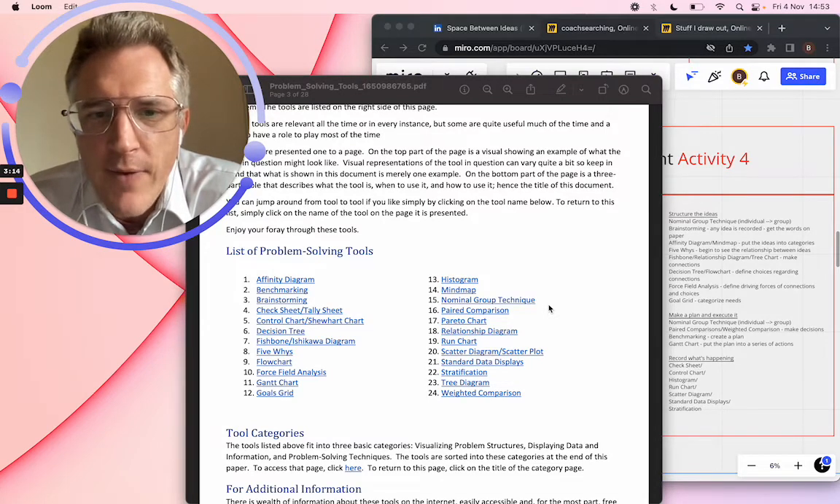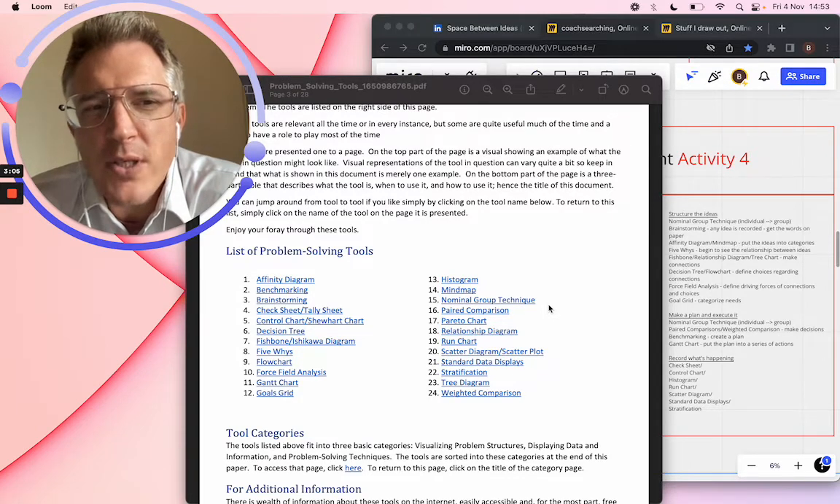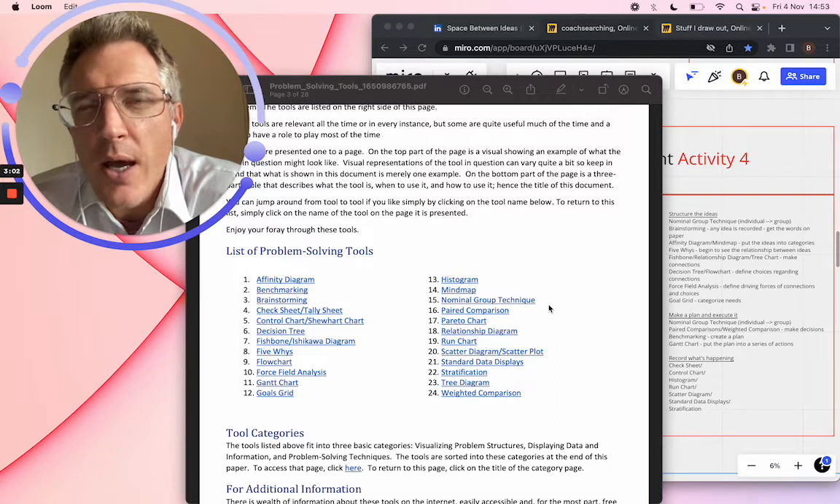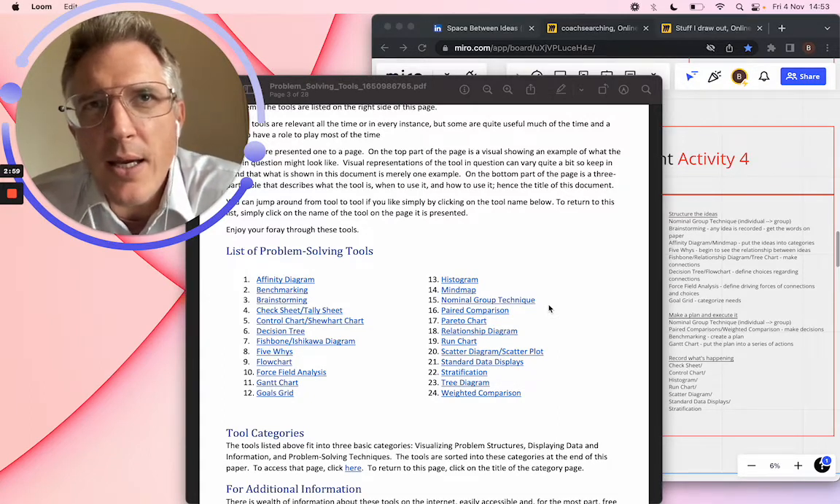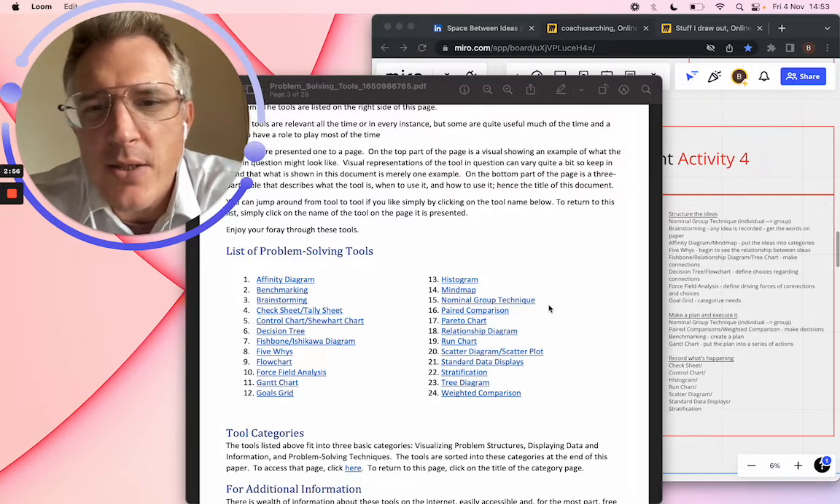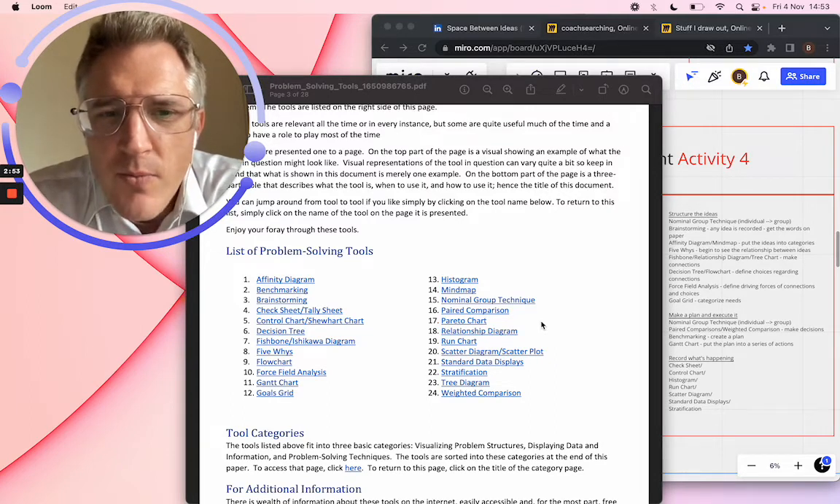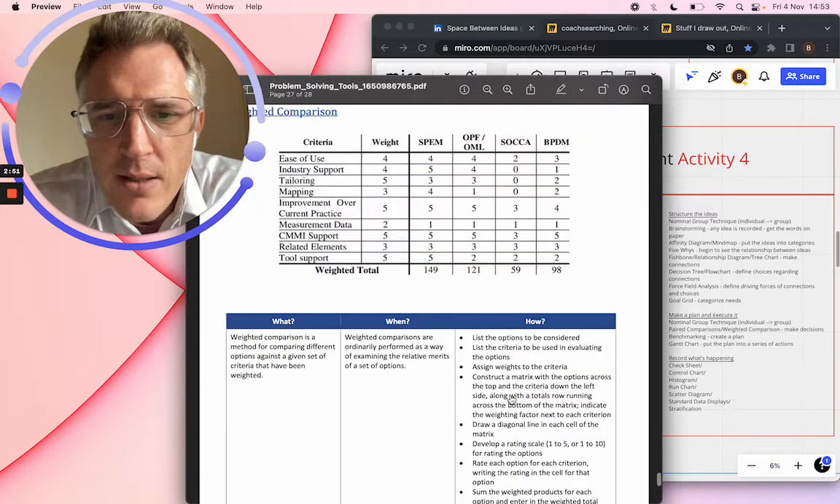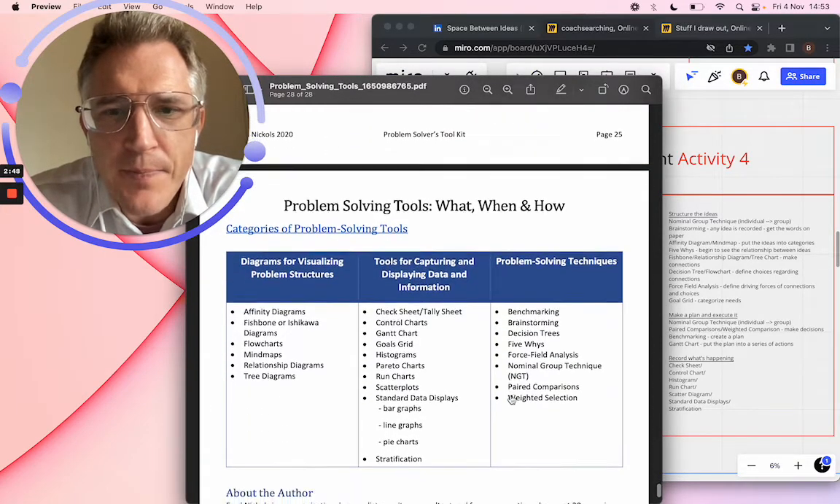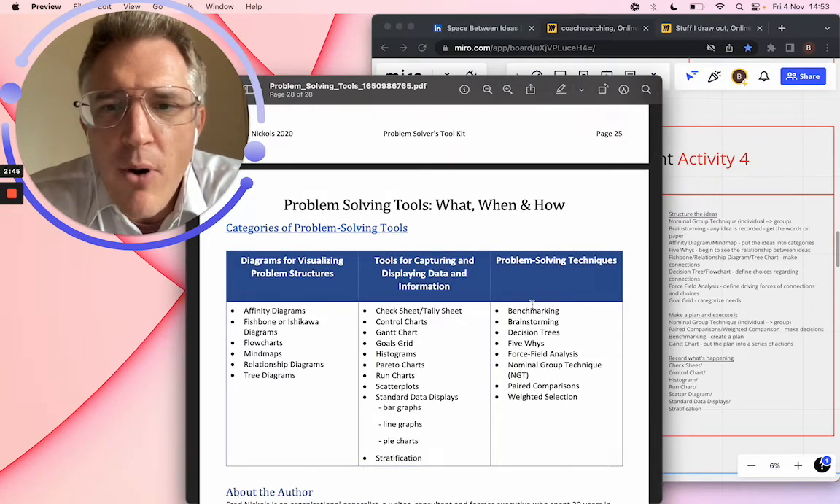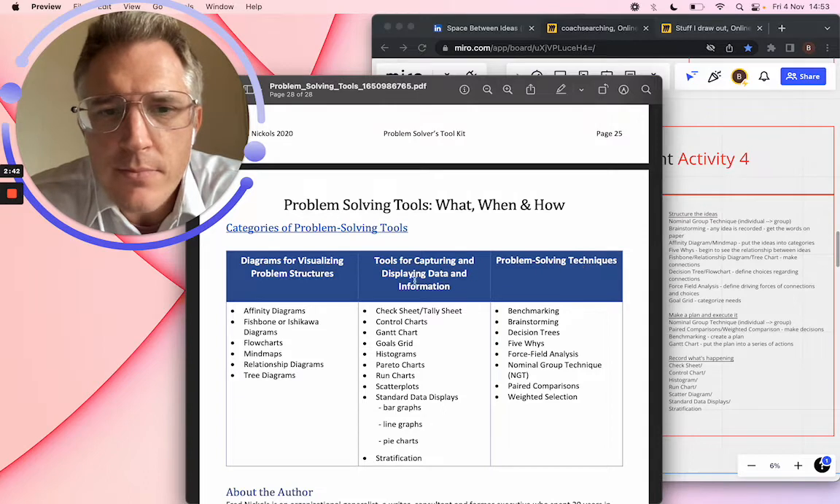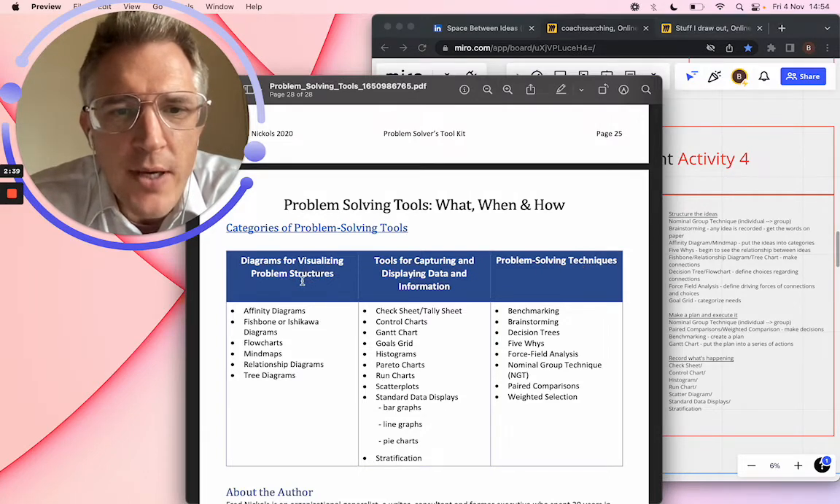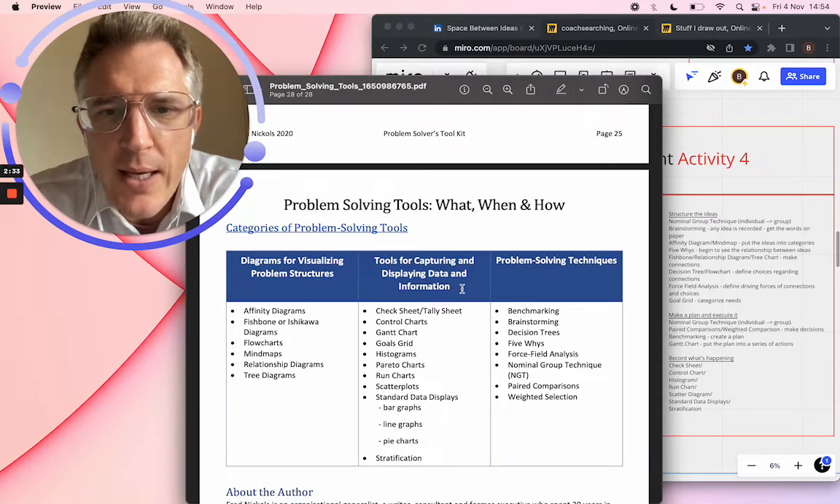And the first thing I wanted to find out was there must be some connection, right? They can't just be... what's the ultimate problem solving tool? And how do problem solving tools work? And isn't there some way that all of these things are supposed to connect? So one interesting thing about the end of this document is that they make a distinction between problem solving techniques, problem solving structures to visualize the problem, and then tools for displaying data and information.